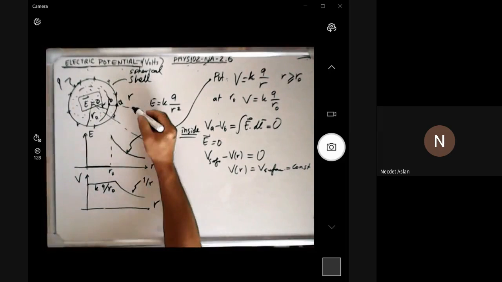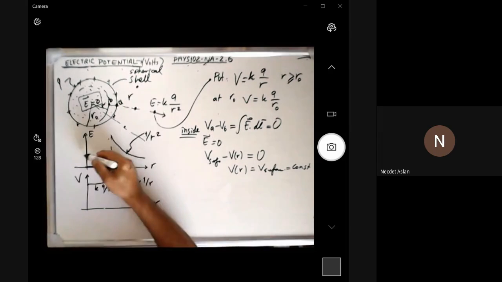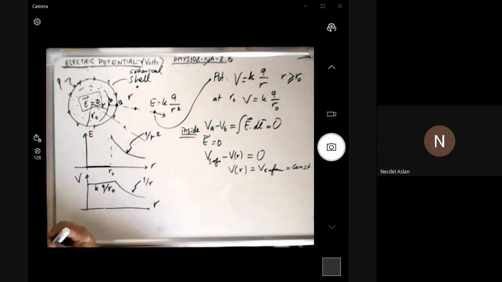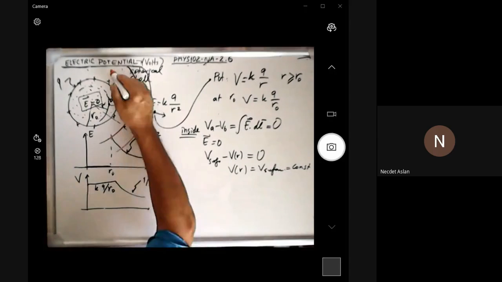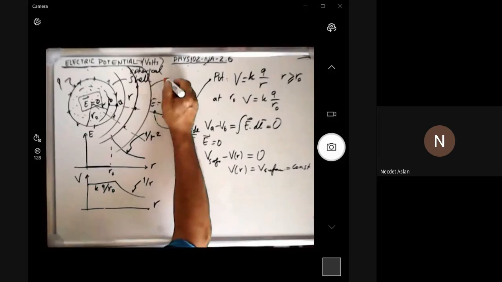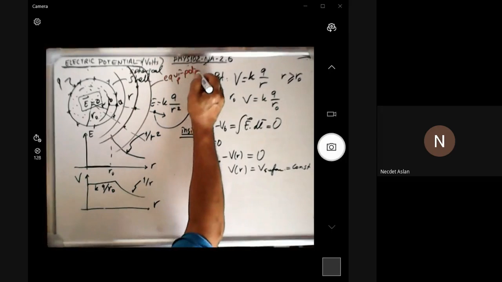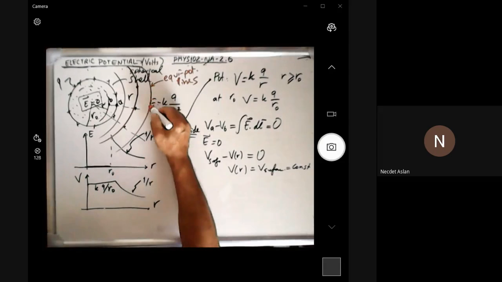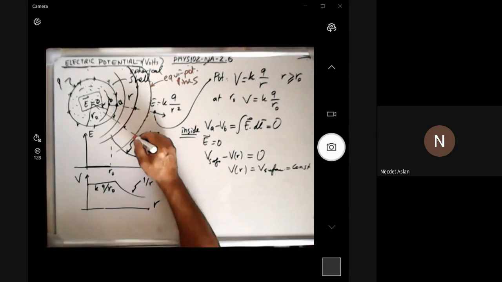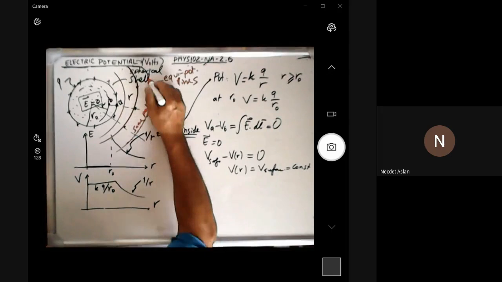Now, suppose that we measure the potential at this point, or at this point, or at this point, or at this point. As far as you are following the figure, you see that it will give you the same potential. So we can draw these kinds of lines, and these are called equipotential lines. Okay, equipotential lines. It means that at any point on these lines, the potential is the same, as far as you are along this line.